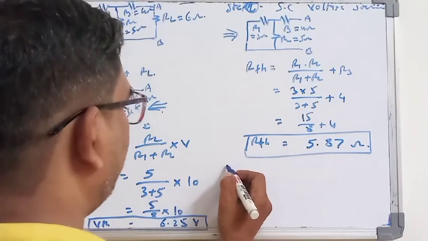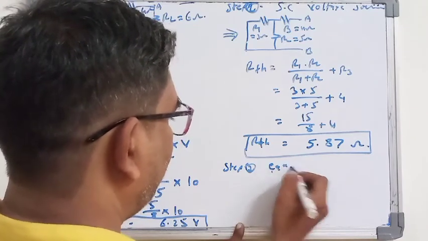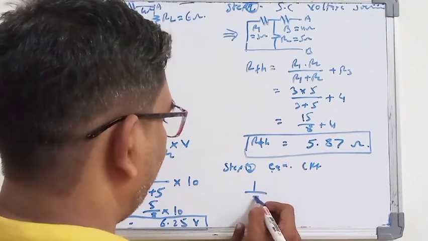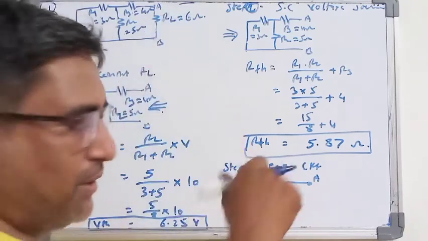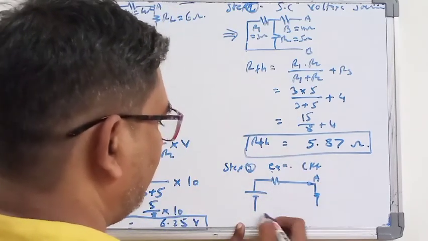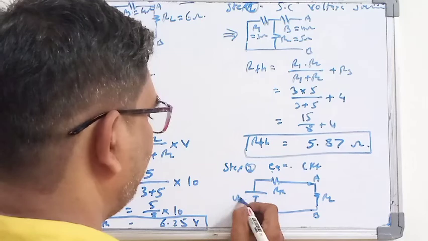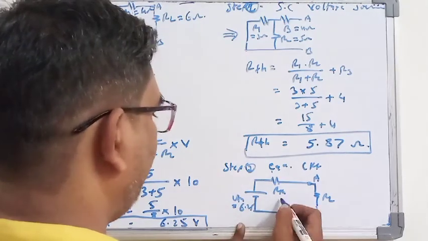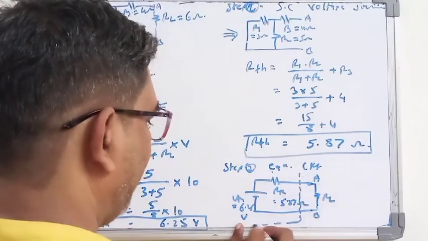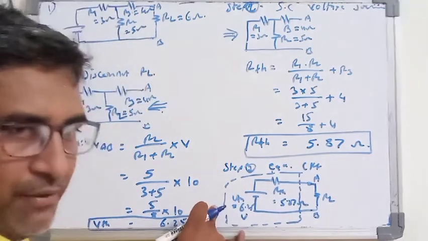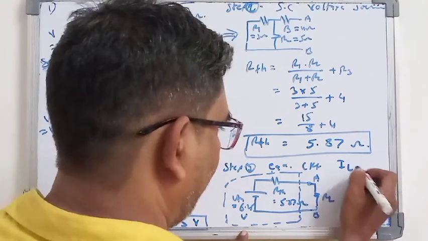Then you have to redraw the circuit in step number 3. Step number 3. What we have found out? Equivalent circuit. It is the VTH, it is the RTH, and the RL we have removed, that RL you have to draw next here. RL with a terminal, RTH, VTH is equal to 6.25, RTH is equal to 5.87 ohms. Here you have to mark like this, the Thevenin's equivalent circuit. Okay. Lastly, what you have to do, you have to find out IL according to this.